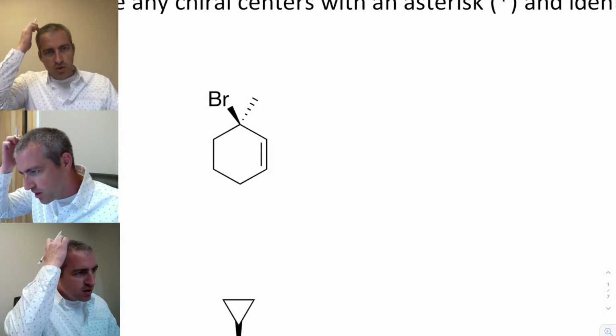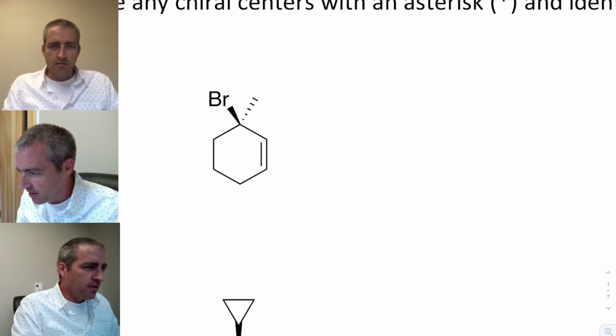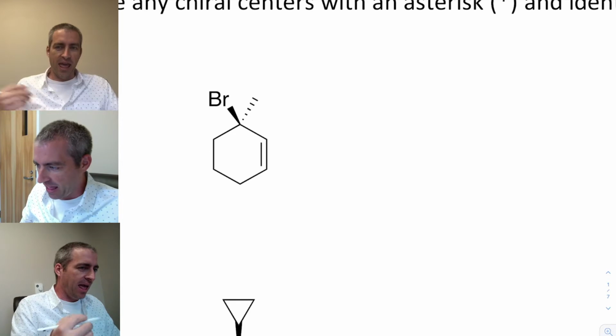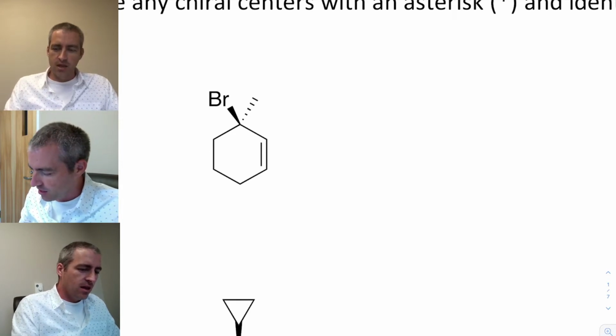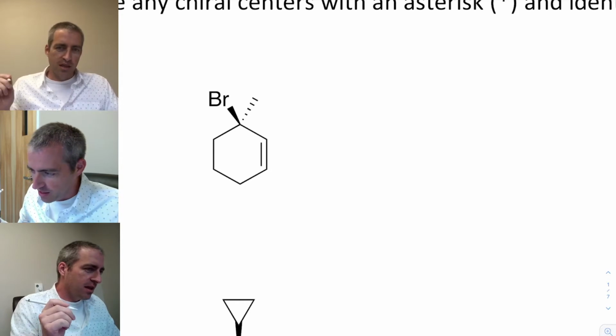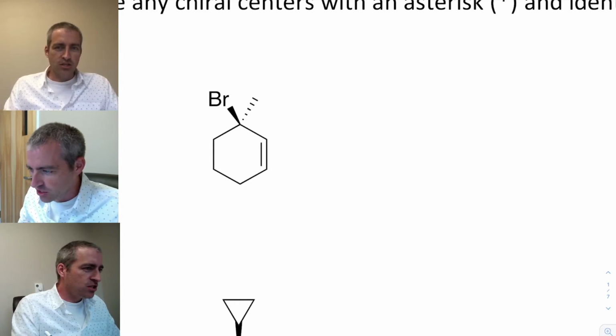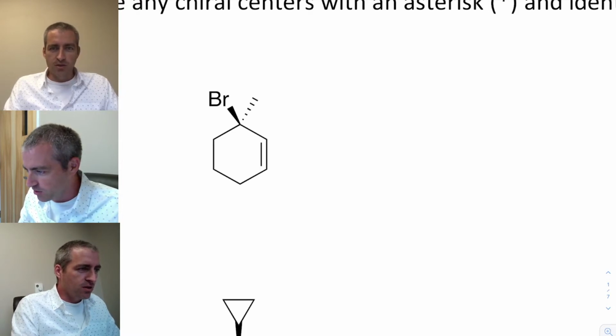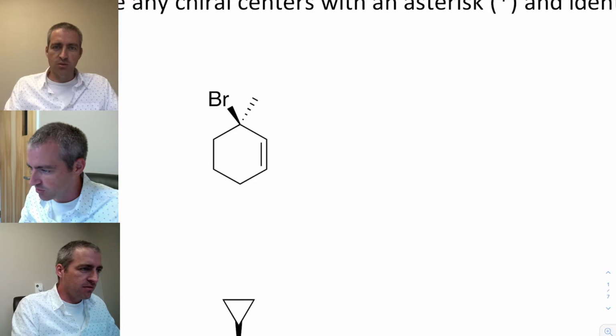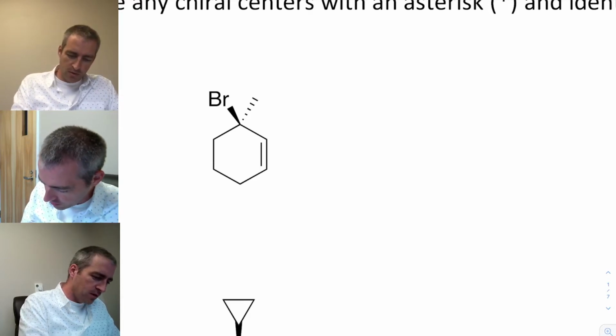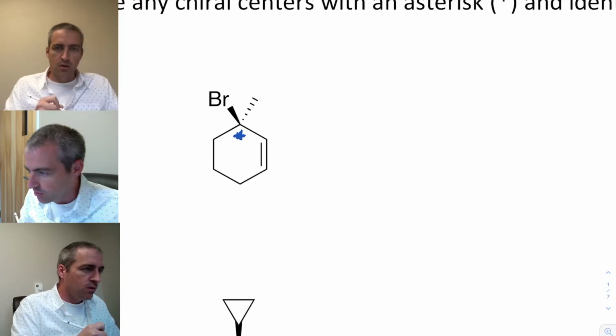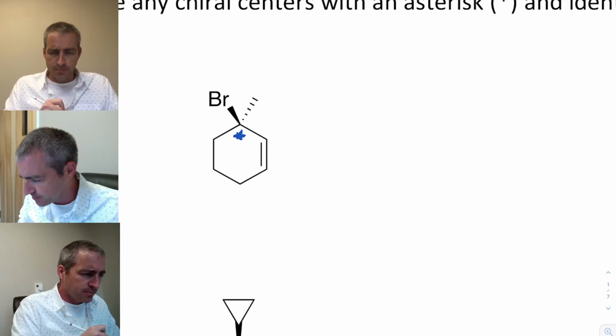First of all, anytime you get a question that asks you to identify chiral centers with an asterisk and indicate R or S, always the carbon's going to be sp3. Always there'll be dashed and hashed and wedged bonds, or else you can't determine R or S. So right away you want to zero in on carbons that have hashed and wedged bonds coming from them, which in this example would be that carbon right there.